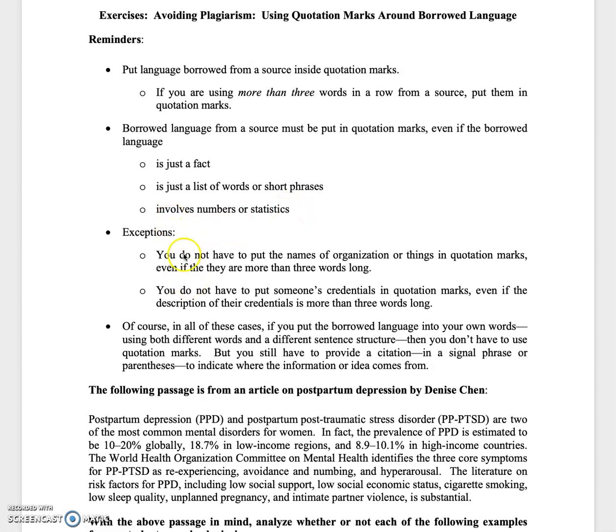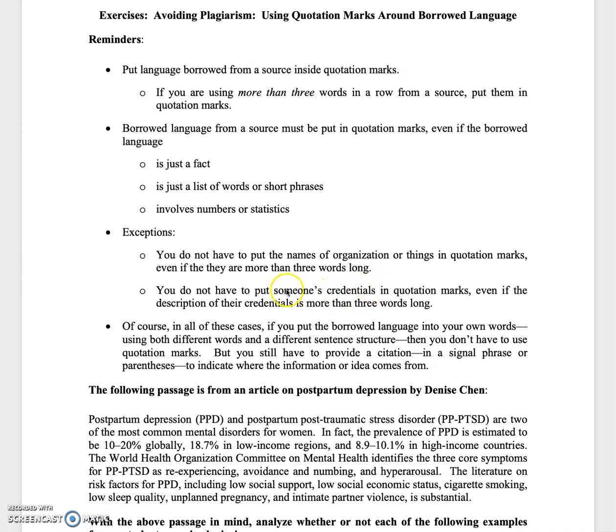There are a couple small exceptions here. You do not have to put the names of organizations or things in quotation marks. Sometimes you get a big, long name, and even if the name or title is more than 3 words, you don't have to put it in quotation marks because people will understand that's just the title of that organization or thing. It's not something that's unique to a particular source.